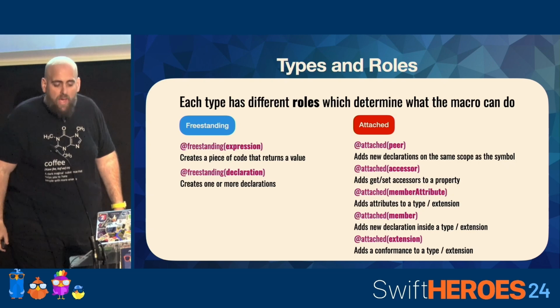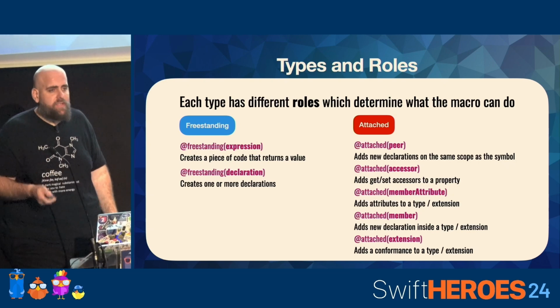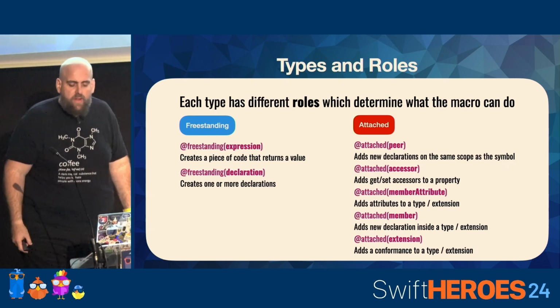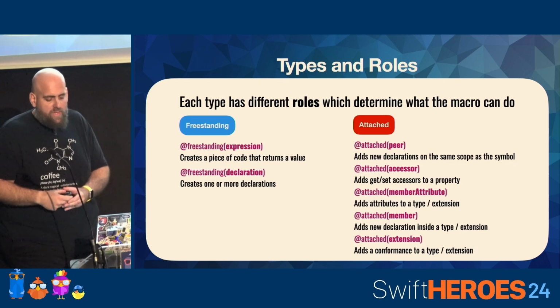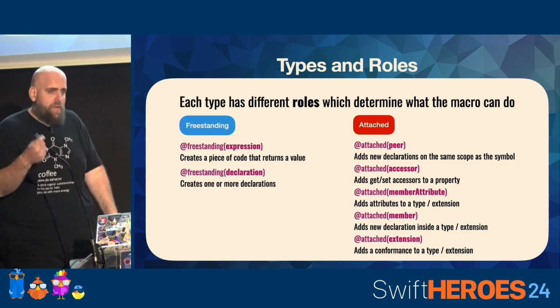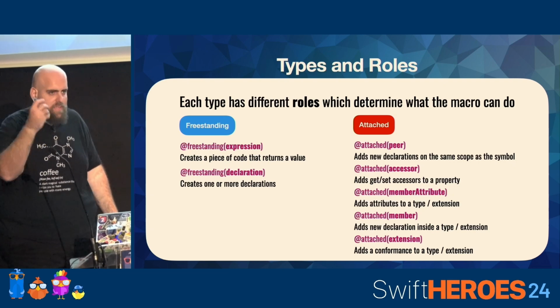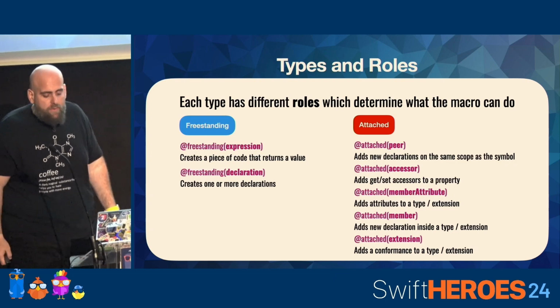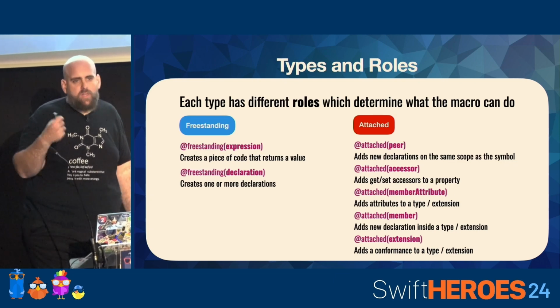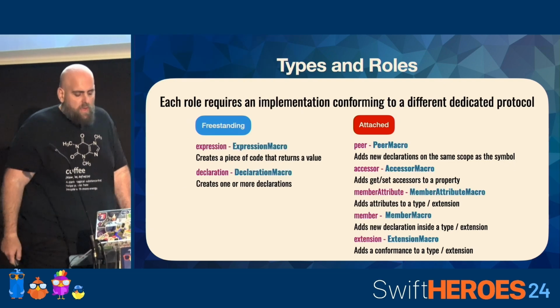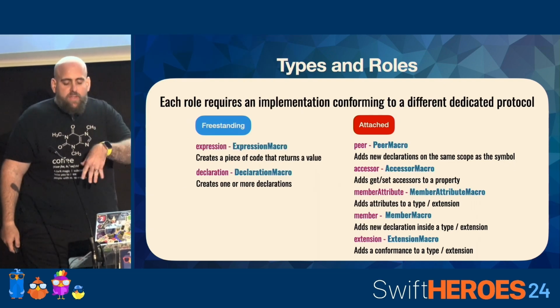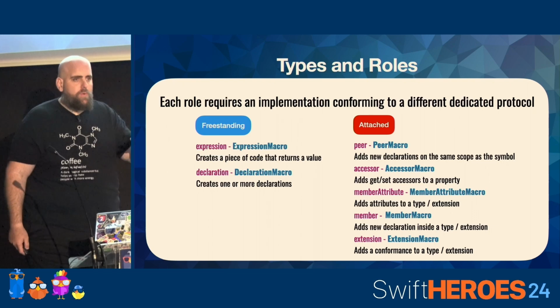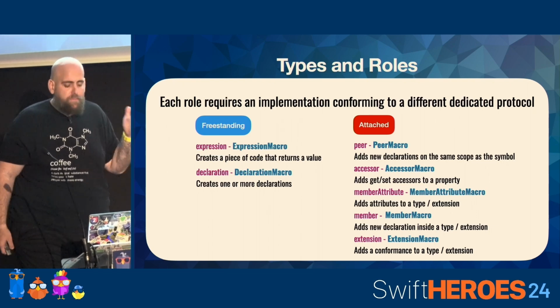So that's a peer macro. We have an accessor macro that lets you add getters and setters to a property. We have a member attribute macro that lets you add attributes to a type or extension. And we have member, which is really useful. It lets you add new declarations, meaning new functions, classes, structs inside the type where the macro is attached to. And finally, we have an extension macro, which lets you add conformances to a type or extension the macro is attached to. We won't dive deep into those types, but basically those are the protocols you need to conform to implement each of these different types of macros.